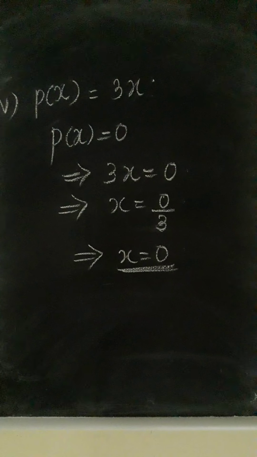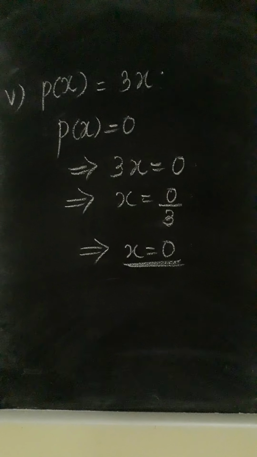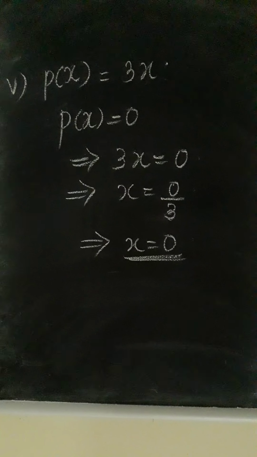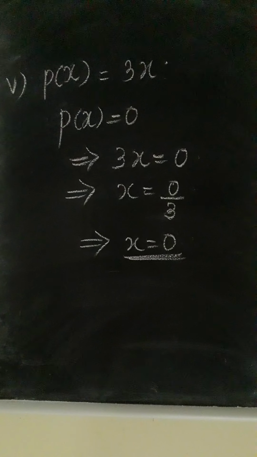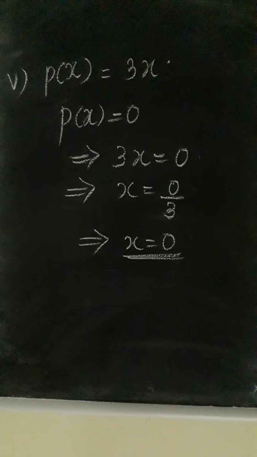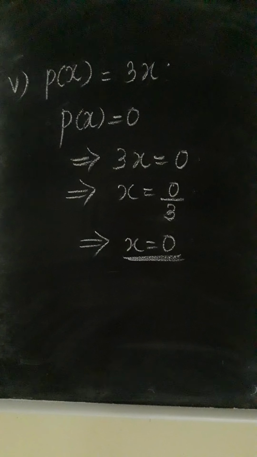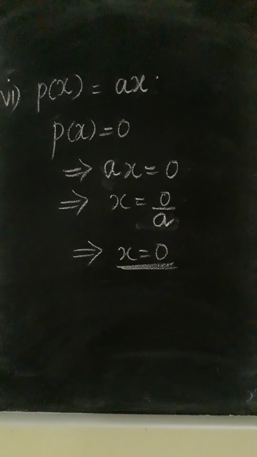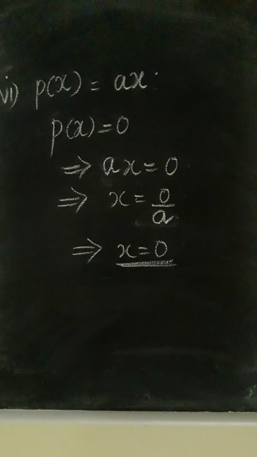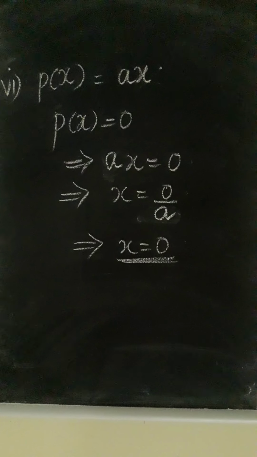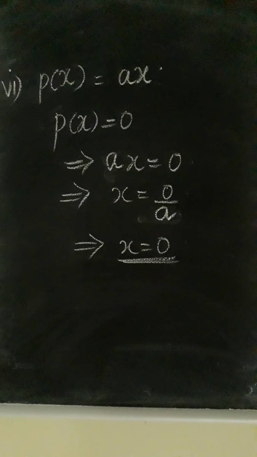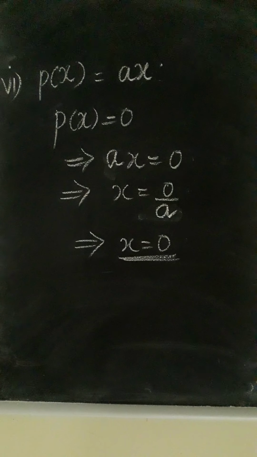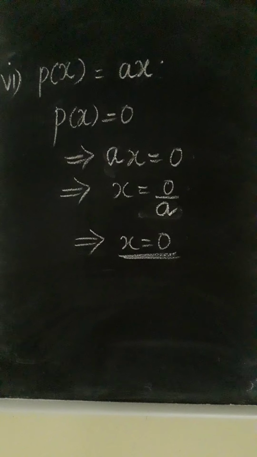Fifth question, P of x is equal to 3x. Same step, P of x is equal to 0 implies 3x is equal to 0. So that x is equal to 0 by 3. What is the value? X is equal to 0. Sixth question, almost the same. P of x is equal to ax. So that ax is equal to 0. From there, what is x? X is equal to 0 by a. So x is equal to 0 is the final answer.